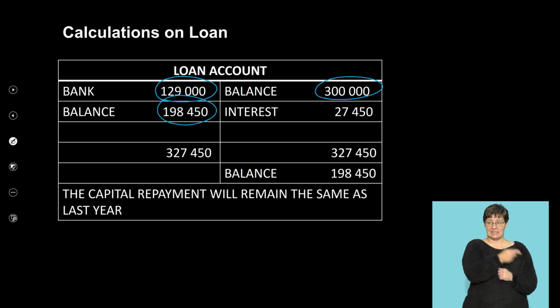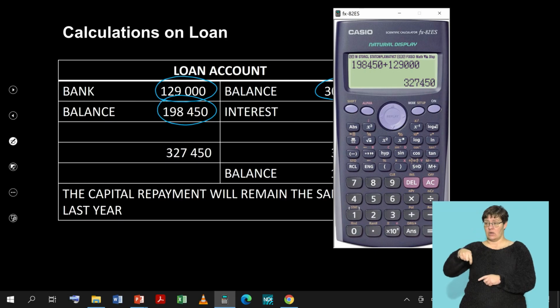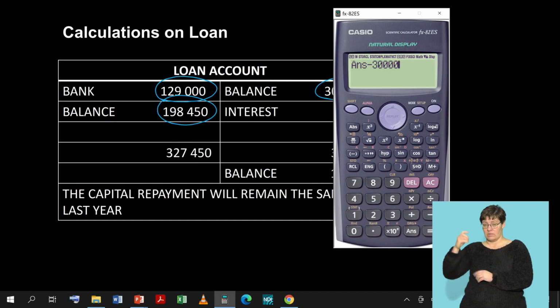Right. Firstly, let me do my calculation. So we say 198,450 plus 129,000 is equal to that, minus the 300,000, which is your opening balance of your loan, right?